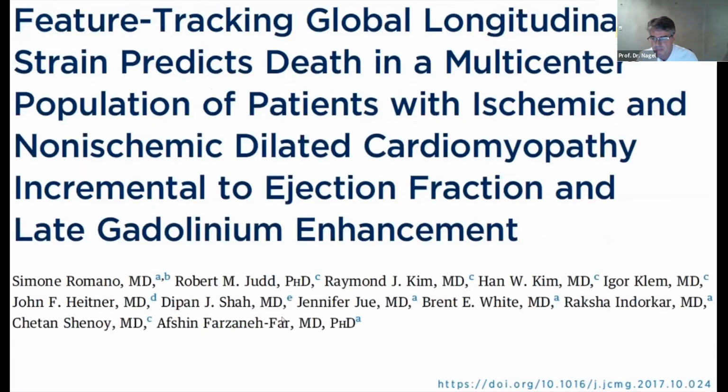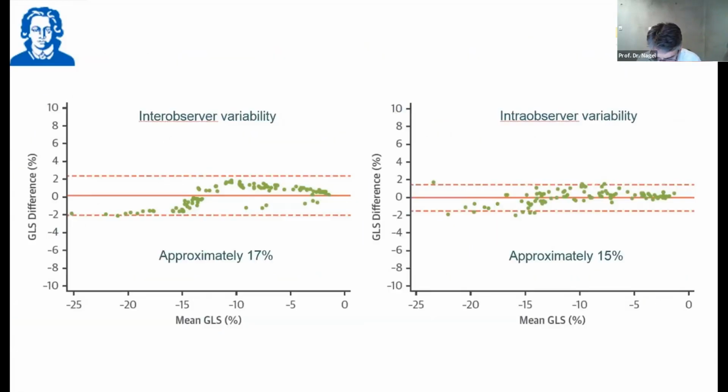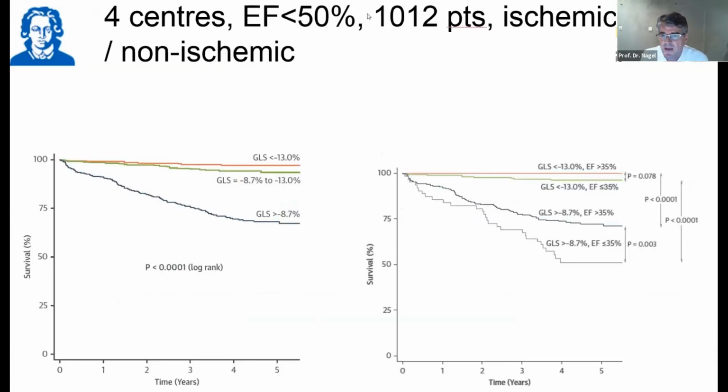In this study, which came out last year in JACC Imaging, which is so far the largest multi-center study, a couple of other features were shown. First, the reproducibility in a multi-center setting can actually be done in a reasonable range, with about 17% inter-observer variability and about 15% intra-observer variability. And more important, in this large study in patients with reduced ejection fraction, ischemic and non-ischemic cardiomyopathies, global longitudinal strain, when significantly reduced, was a strong predictor of outcome.